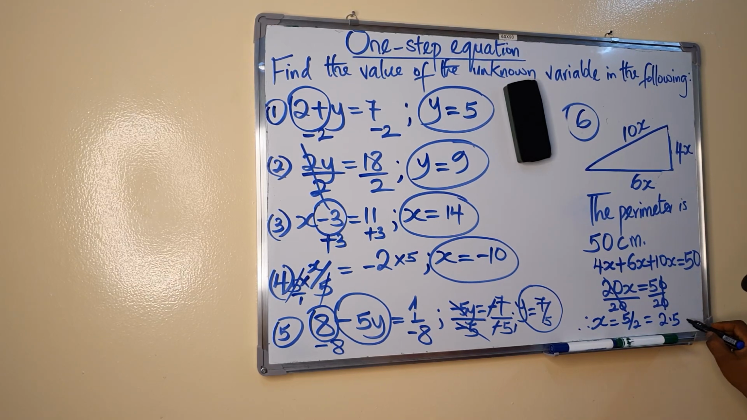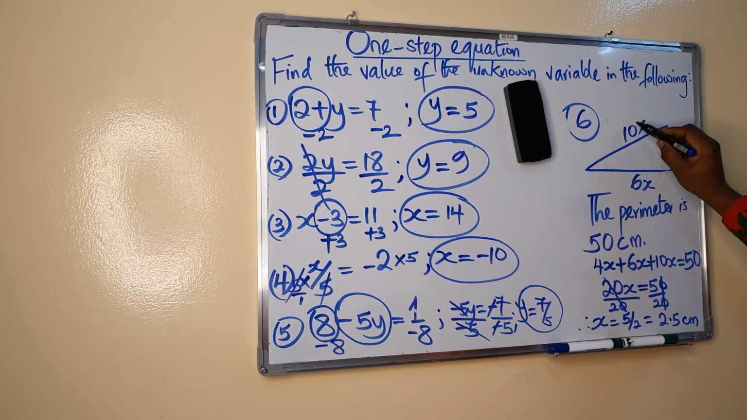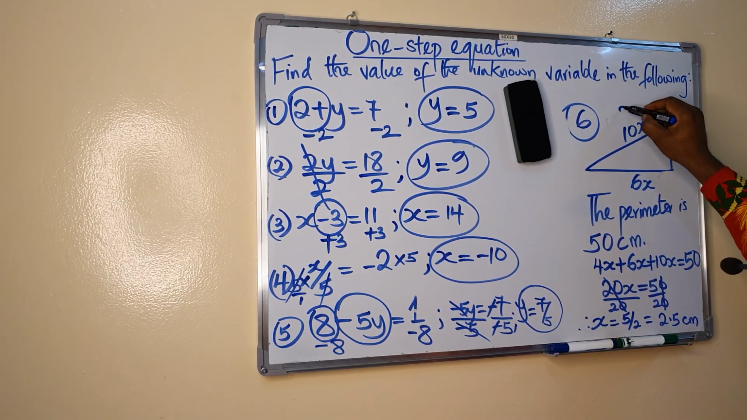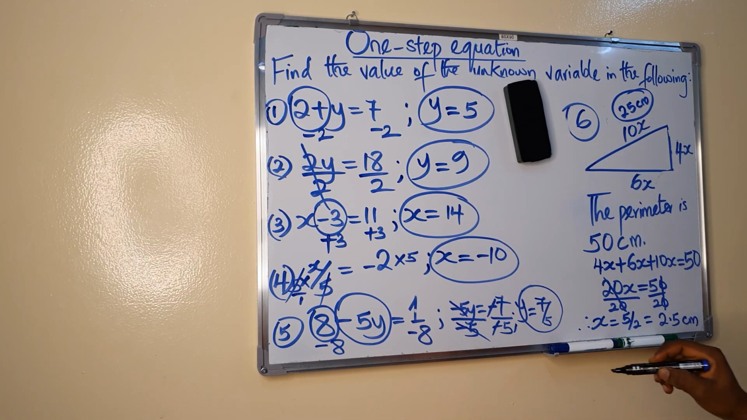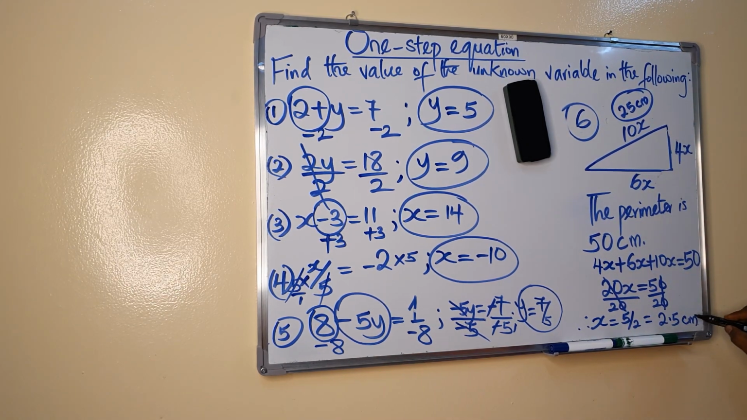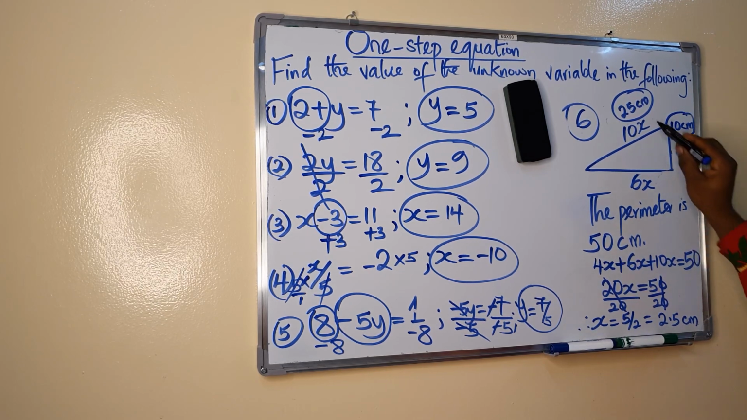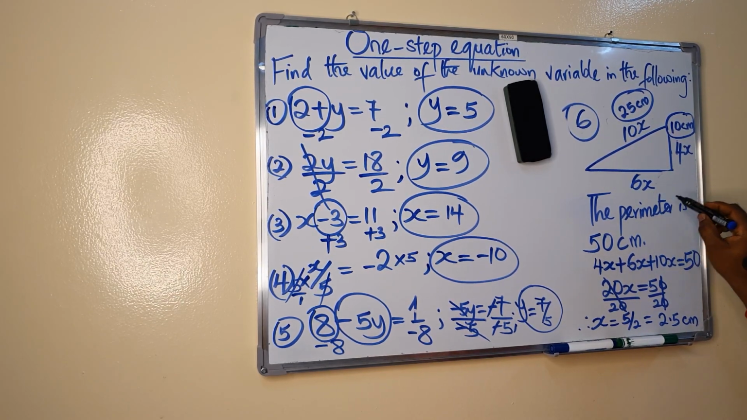That is what x is, in centimeters. Therefore, for this one, 10 times 2.5 is 25. This side is 25 centimeters. Yes. For this side, 2.5 times 4 is 10. So this side is 10 centimeters. And this side is going to be 15 centimeters. The remaining one, 15 centimeters.